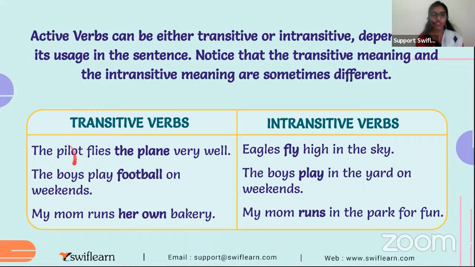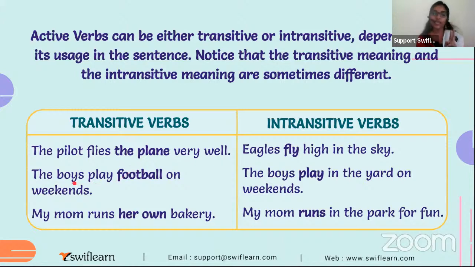So here we have the subject pilot in the first sentence. Flies the plane very well. So here it is moving. The flies, that is the action, it is moving to the where? To the object. That is the plane. And that's why we call this a transitive verb.